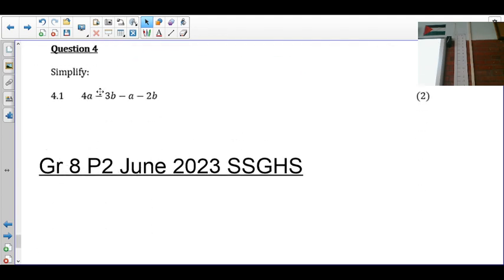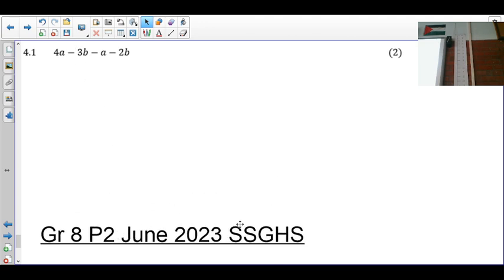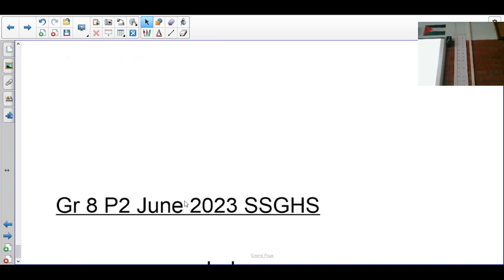People, let's look at question 4. Question 4 says simplify. Again, we're going to look for like terms. So it's 4a minus a, it's 3a. Minus 3b minus 2b is minus 5b. Remember I advised you to use a number line. Many of you wrote negative b. Let's look at the next one.